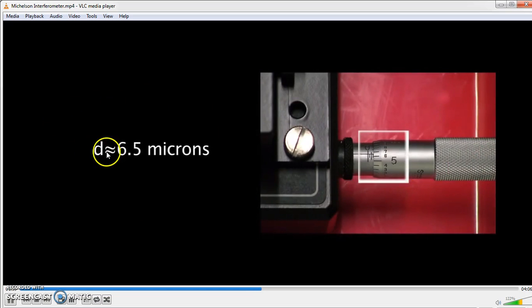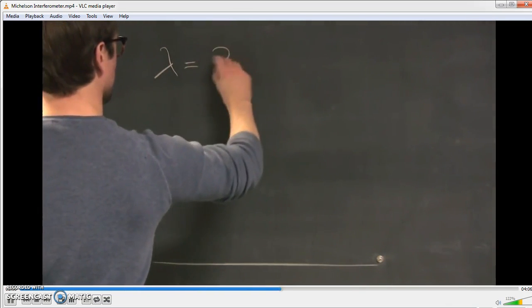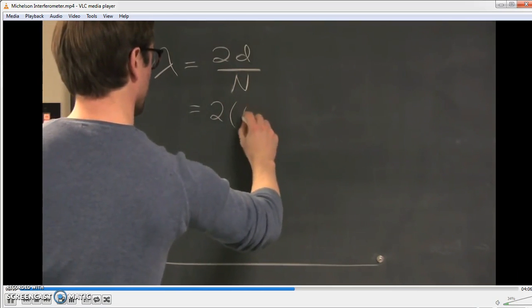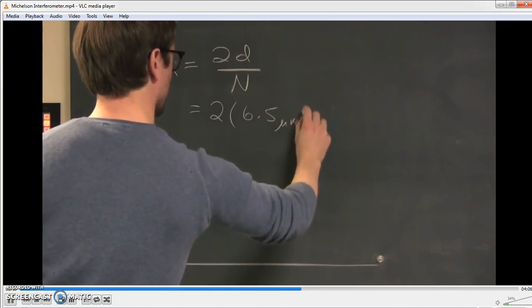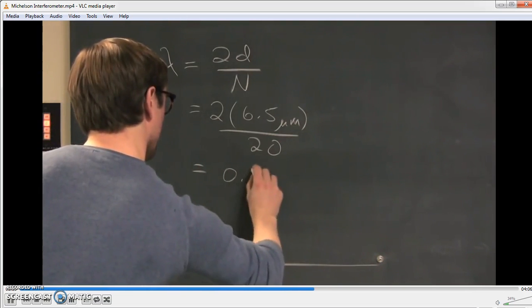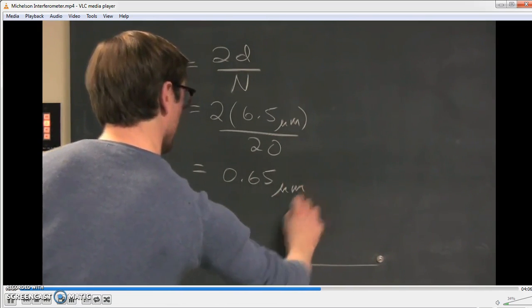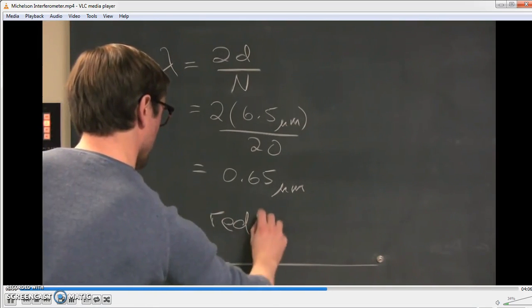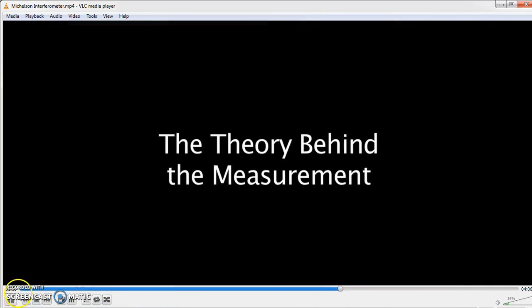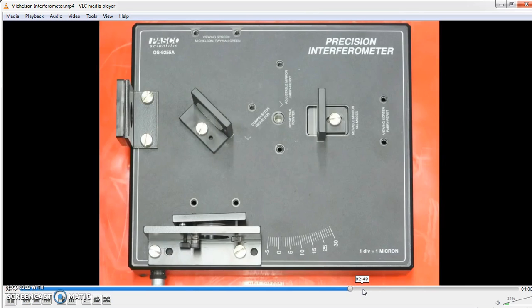How much distance? d is equal to 6.5 microns and more now. Use the formula 2d = mλ. Two times d, 6.5 micrometers, m is how much? 20. So by calculating this, we are getting 0.65 micrometers, which is the wavelength, this symbol, the red color wavelength. Just look at the video and we'll get a clear understanding of the Michelson interferometer.